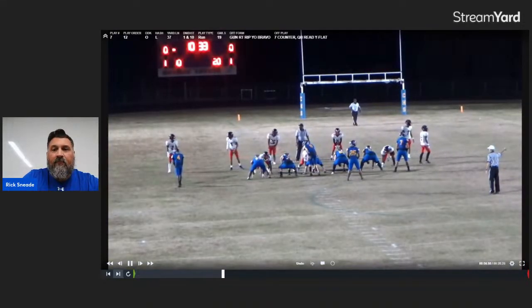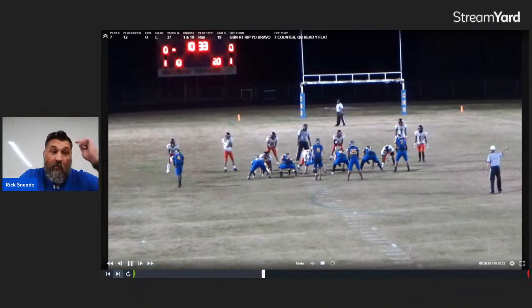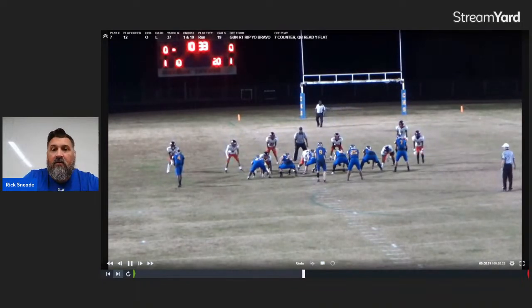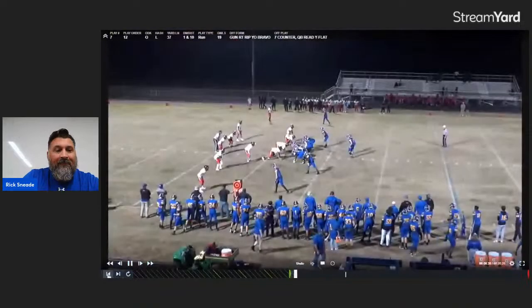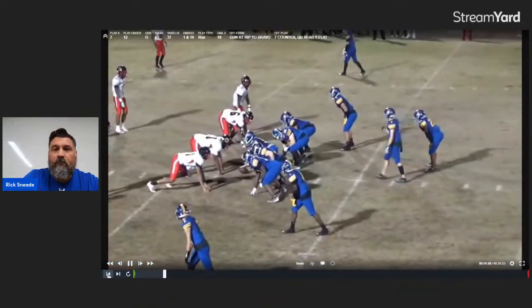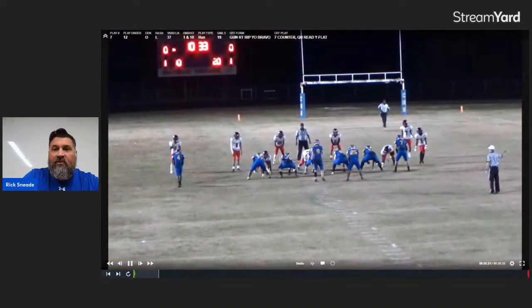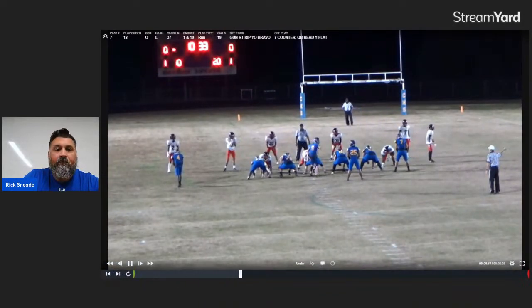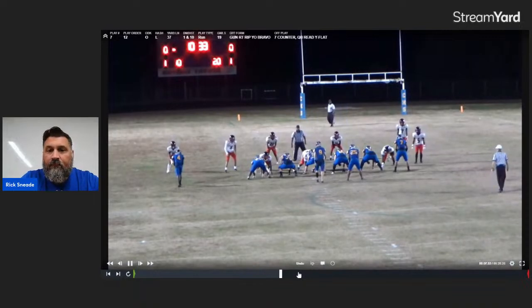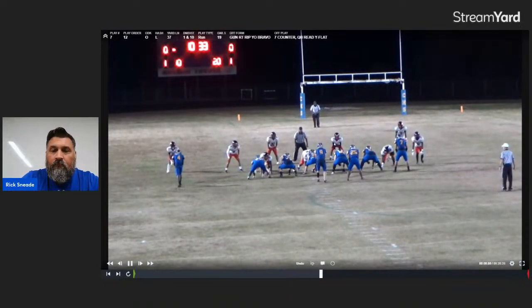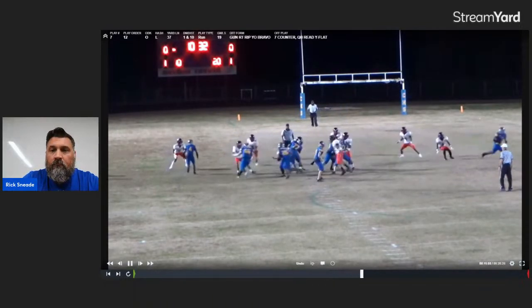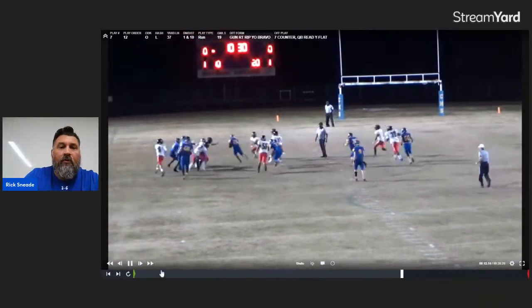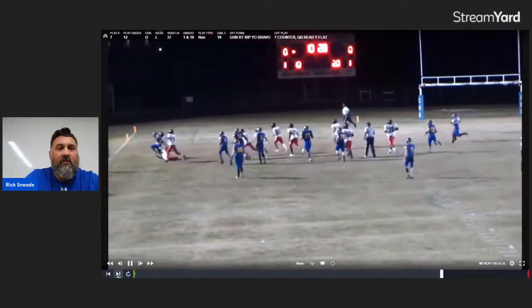Reading Y flat. Now you're going to see us actually throw it to the flat, and why we're reading it to throw it to the flat. So this is a true RPO. Watch this box player here and what he does and why we decide to throw it outside, off the read. We don't throw it on this one. I apologize, man. It's the next one.